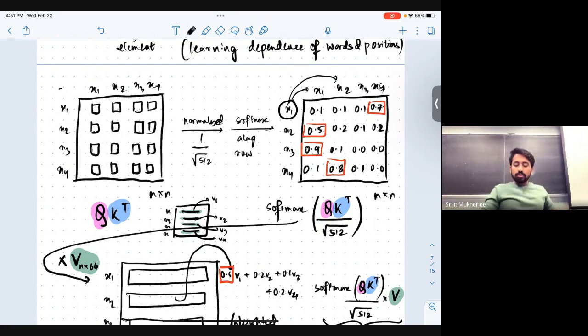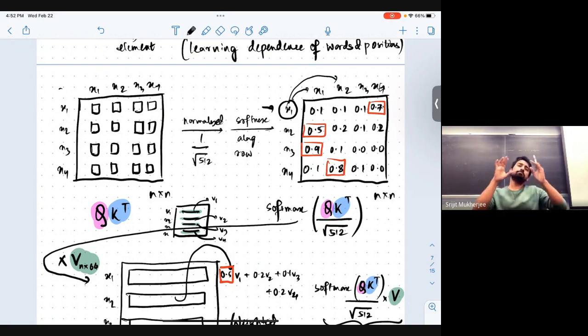Now we know the probabilities, how x1 is dependent on all of these words x1, x2, x4, up to xn. Now we want to find a final value of x1, the final attention score that should be given to x1 based on all these values. Understand that these are probabilities. So x1 is related to x1 with 0.1 probability, x1 is related to x2 with 0.21 probability, x1 is related to x3 with 0.1, x1 is related to x4 with 0.7.